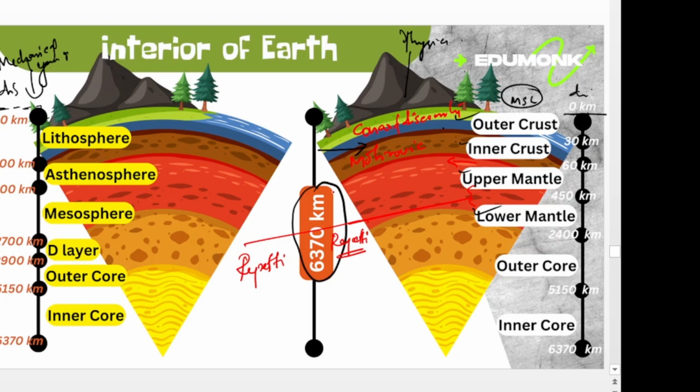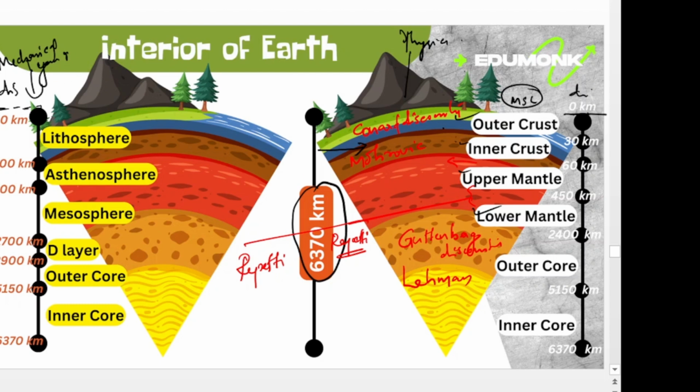Then in between the lower mantle and outer core, there is a discontinuity known as the Gutenberg discontinuity. Then finally in between the outer core and inner core, there is a discontinuity known as the Lehmann discontinuity. These are the discontinuities in the physical layer of our Earth.